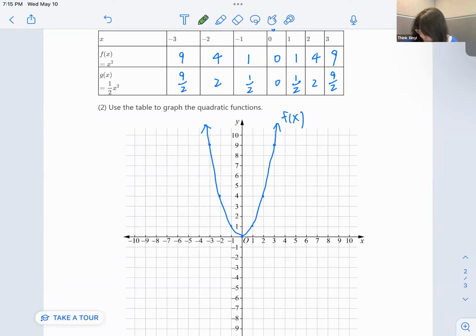So when x equals -3, the value is only half of 9. So that's 4.5 here. And for -2, 2, and -1, 1/2, and 0, 0, and 1, 1/2, 2, 2, and 3, 4.5. Okay. And let's connect these dots. Okay, so the green line is for g(x).